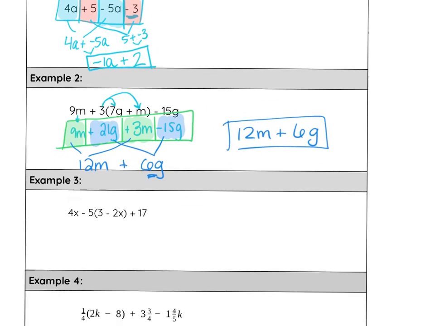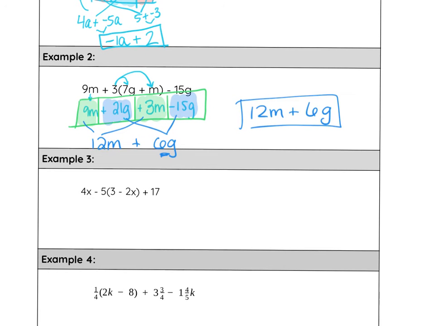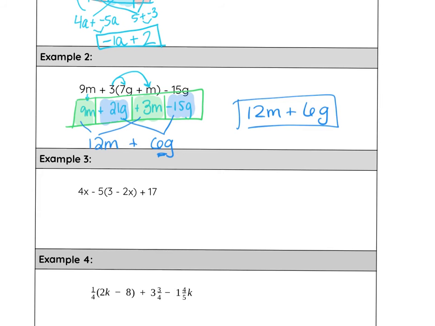All right, let's get even harder. Well, example 3 is very similar to example 2. The only thing that's different is what's in front of the parentheses. So you are not just distributing 5, you're distributing negative 5. So negative 5 times 3 is negative 15. Negative 5 times negative 2x is positive, so plus 10x. Bring down everything else, plus 17, 4x.